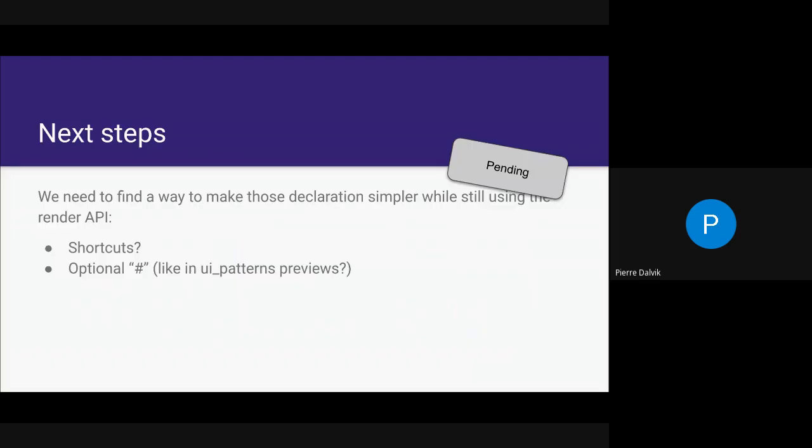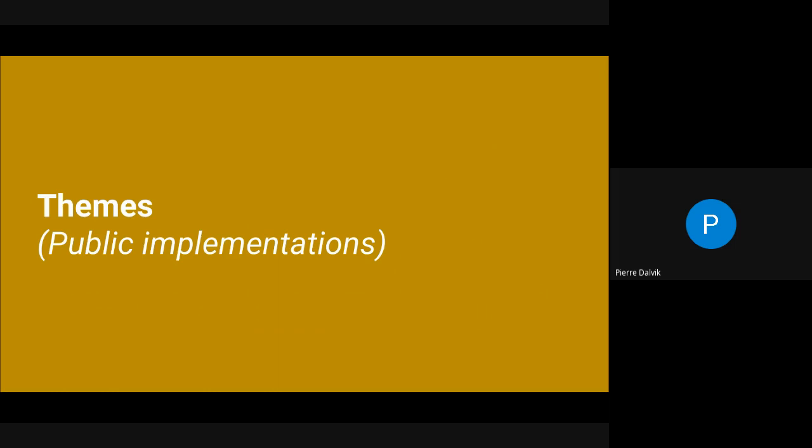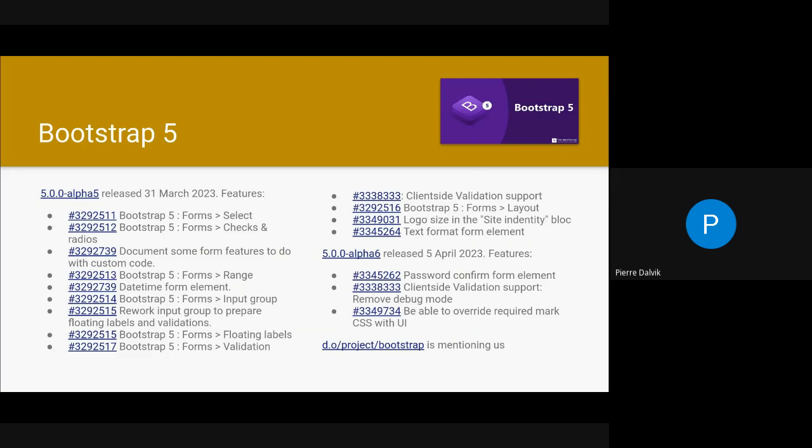About UI Examples, it was also a small month because there was no release, and we are still thinking about a way of making the declaration simpler. For the public implementations, more stuff happened. First, there were 2 releases of Bootstrap 5, Alpha 5 and Alpha 6, with a lot of work. So congratulations to Florent, and not only Florent, because there were many contributors this month.